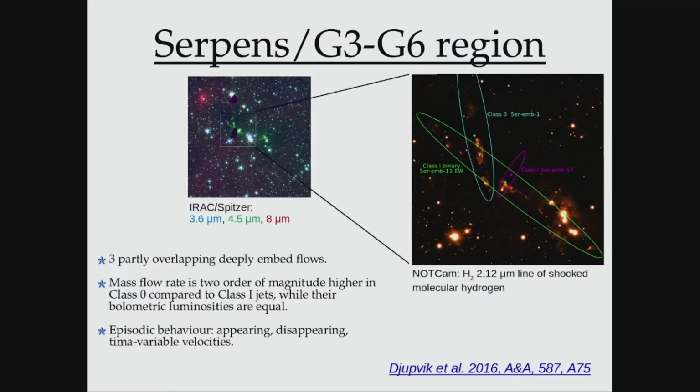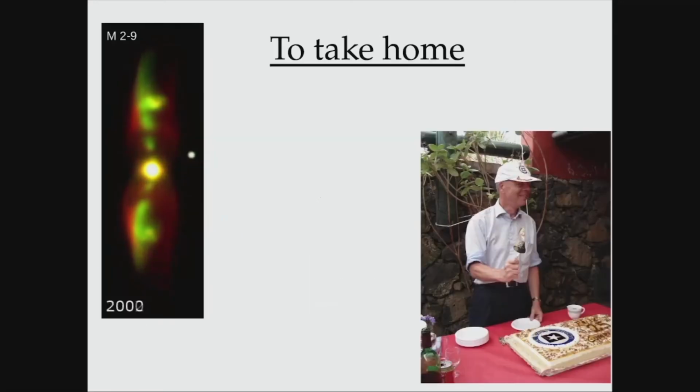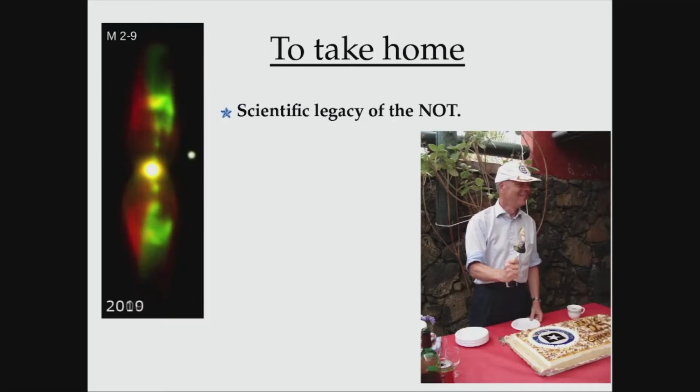So before I showed you evolved stars, they have jets, and now before the stars are born, they also have jets. So jets are everywhere, and there are always lots of questions about them. To wrap up, what should you take home? I don't think I have to convince you that the scientific legacy of the NOT is huge for us, for everyone who is here.